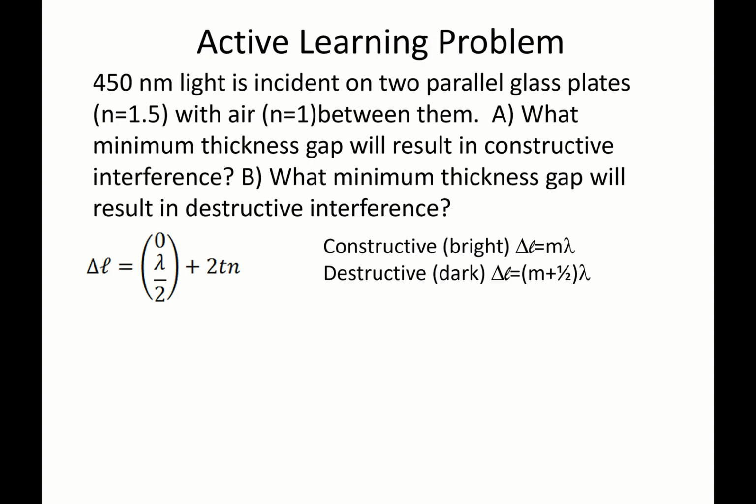Okay, so the problem I want you to work on is imagine that you have two parallel glass plates that have an index of refraction of 1.5 with a thin gap of air between them, and you're shining a single color of light, 450 nanometers, on them. And we want to know what's the minimum thickness of gap for which you're going to get constructive interference. So what's the smallest value of m for which you're going to get constructive interference, and think about what the thickness will be then. And what's the minimum thickness gap that will result in destructive interference, so you'll get dark conditions.